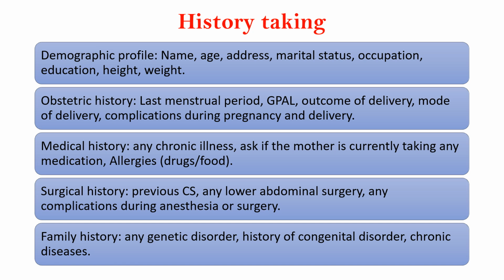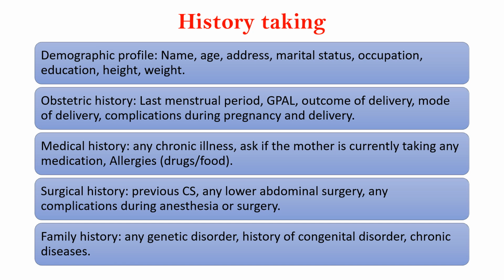And now number 4, surgical history, very important. Ask if she is G2 or G3, if she is not a primigravida. Ask the mother about any previous cesarean, whether she has had a previous cesarean or not. Also ask for any lower abdominal surgery, that can be surgery for a fibroid, cyst, anything. You should ask the mother. And also ask for any complication during anesthesia or surgery she might have faced.